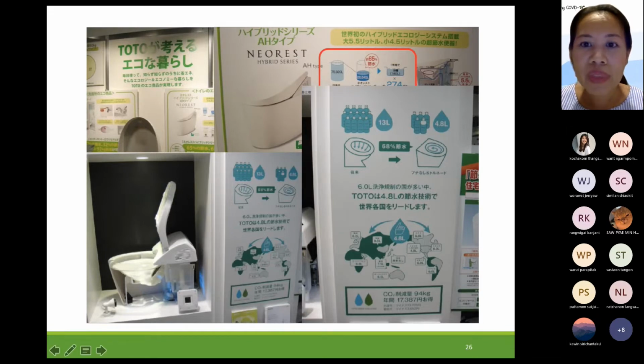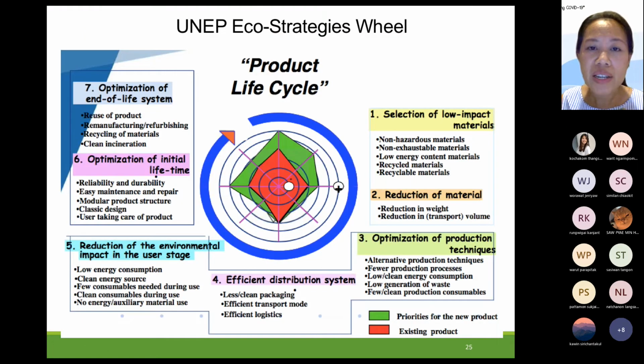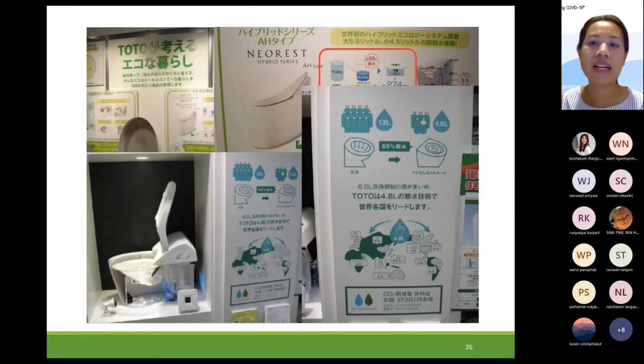Like this, normally the original uses 13 liters of water, right? But the new design can reduce that by 68%, nearly 70%. It can use only about 4.8 liters for flushing. This just shows how a new product design uses the information from the LCA to improve your product.